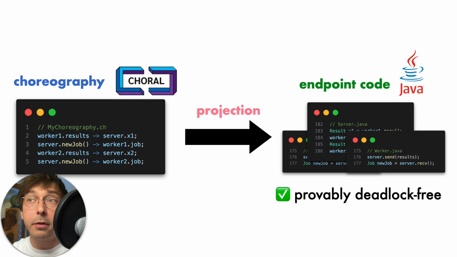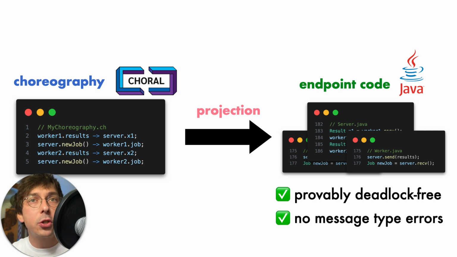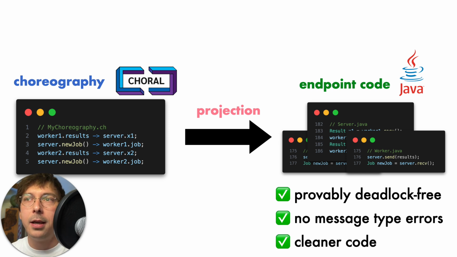Nice thing about choreographic programming is that it's guaranteed to be deadlock free. All your programs are guaranteed deadlock free. You won't have message typing errors, so never a situation where I send you a string and you expected an integer and it causes you to crash. And you also arguably get cleaner code. You compare the code on the left to the right and make your own decision.